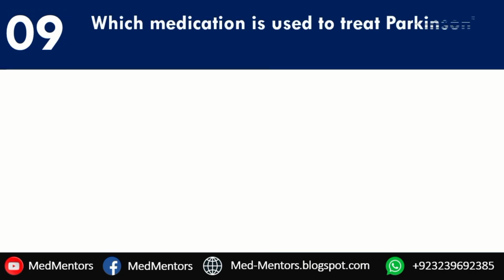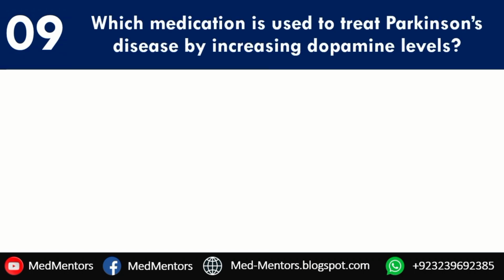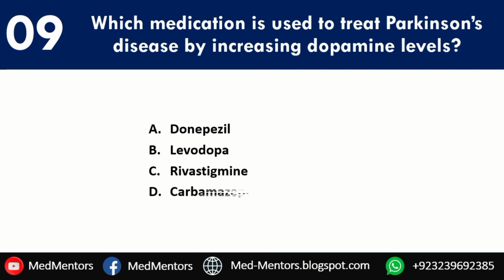Number 9. Which medication is used to treat Parkinson's disease by increasing dopamine levels? Option A. Donepezil. Option B. Levodopa. Option C. Rivastigmine. And option D. Carbamazepine. Correct option is levodopa. Levodopa is converted to dopamine in the brain, helping alleviate motor symptoms of Parkinson's disease.